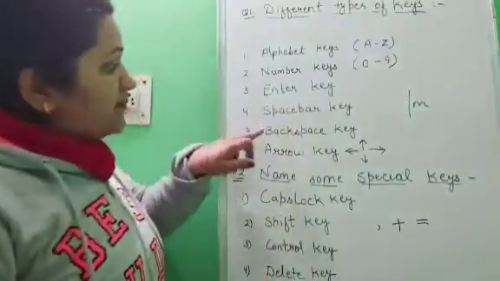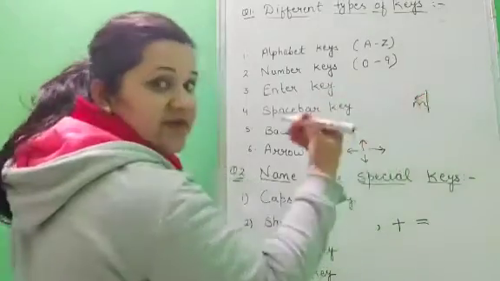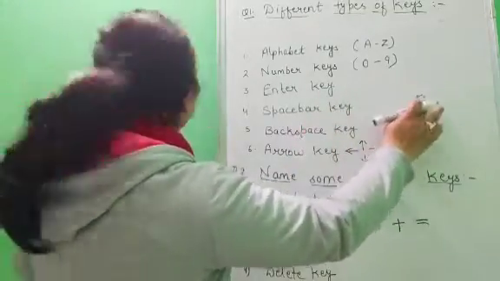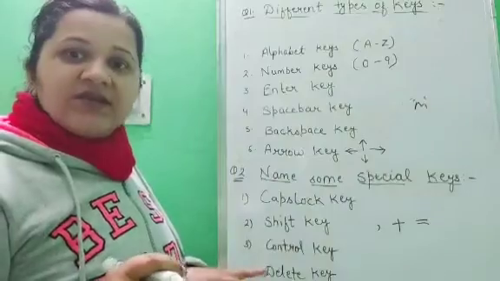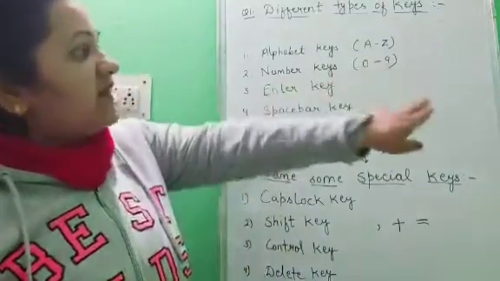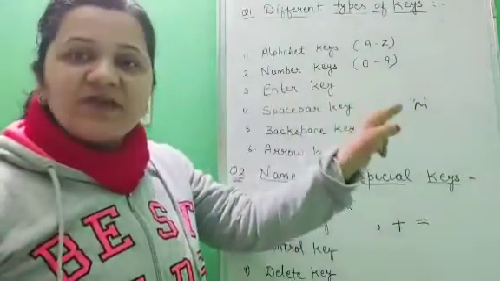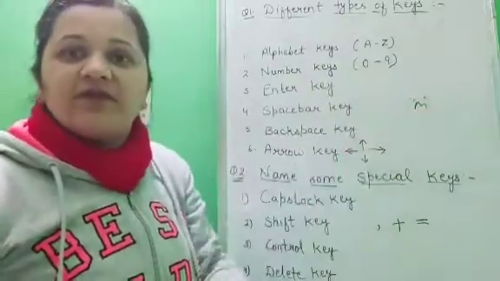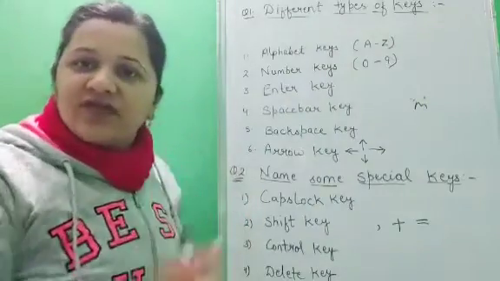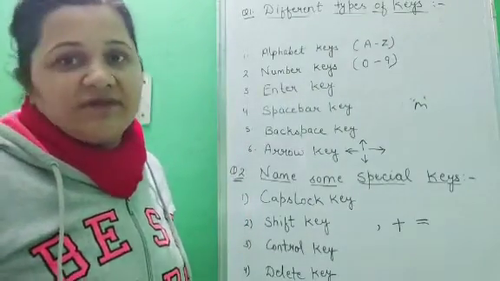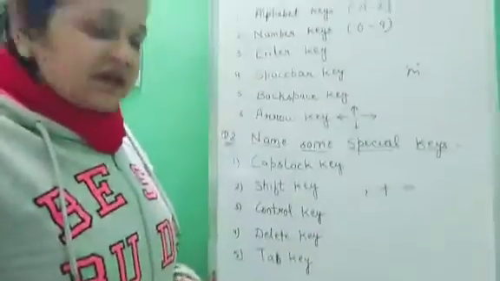And the backspace key deletes the characters present on the left side of the character. When I press the backspace key, it will delete M. So there is a big difference between the backspace key and the delete key. The delete key deletes the letters present on the right side of the cursor, and backspace erases the letters present on the left side of the cursor. Both keys are used for the same function, means for erasing the letters whatever we have typed on the computer screen. Okay children, now next is the tab key.